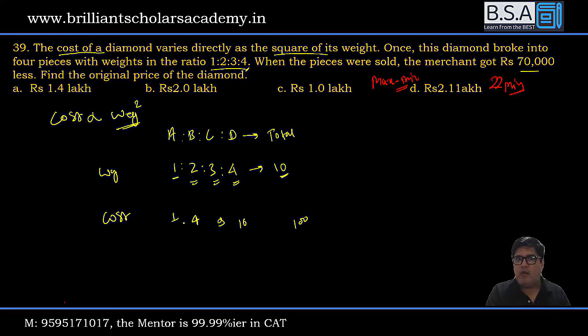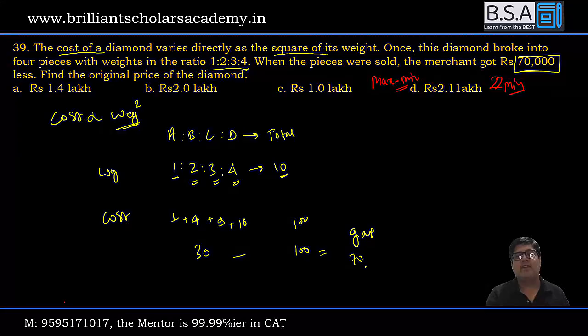So right now, what is the merchant getting? He is getting around 1 rupee, 4 rupees, 9 rupees, and 16 rupees. That is 30. The merchant is getting 30 right now in the ratio. He was supposed to be getting 100. So how much gap do you see? How much decline do you see? 70 rupees gap. Now that 70 is actually 70,000 rupees gap.